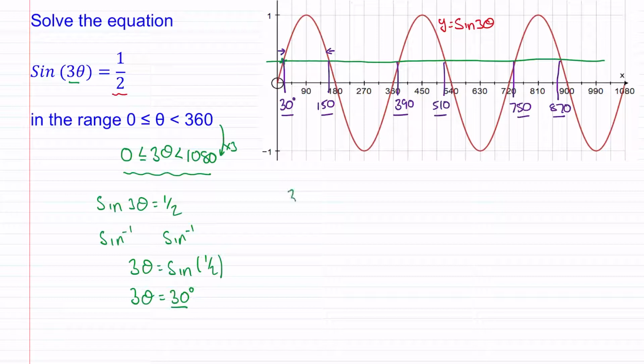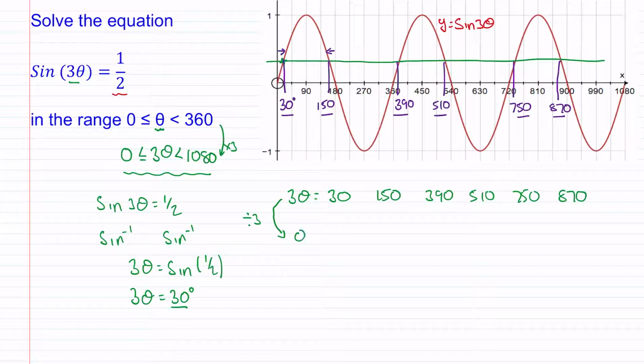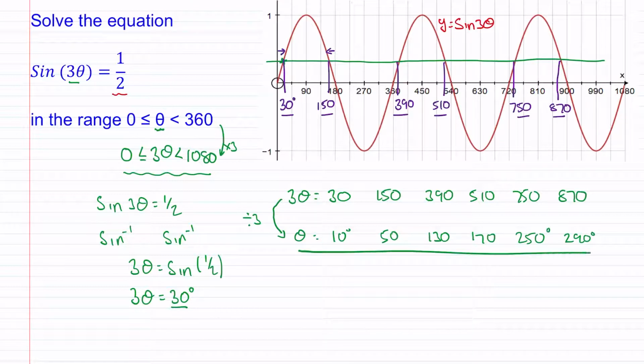So we can say that 3 theta is 30, 150 degrees, 390, 510, 750, and 870. To work out theta, which is what we've been asked to work out, we'll divide 3 theta by 3. So theta will equal 10 degrees, 50, 130, 170, 250, and 290 degrees. So these are our solutions in the range stated.